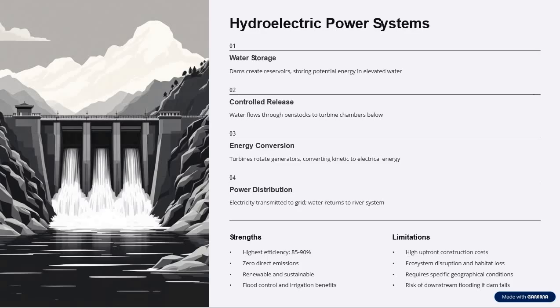Its strengths: it has the highest efficiency, up to 85 to 90%, and zero direct emissions. It is one of the best renewable and sustainable sources. It provides flood control, and it has irrigation benefits. The hydroelectric power system also has some limitations: high upfront construction costs, ecosystem disruption and habitat losses, and it requires specific geographical conditions. It has a high risk of downstream flooding if dams fail.